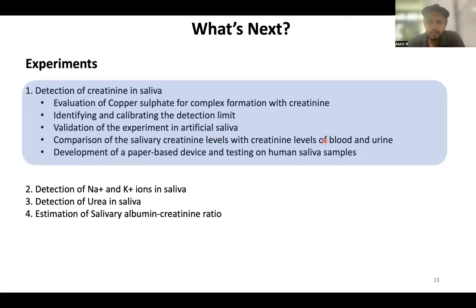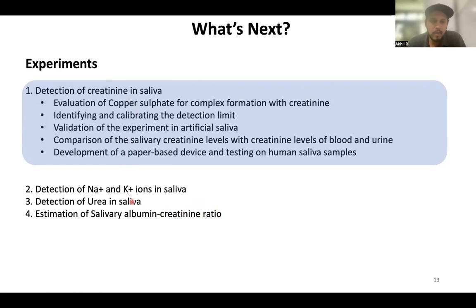After the comparison, we are planning to develop this paper-based device and test it on human saliva samples. So we will start working on creatinine initially, and then we will take it forward to the detection of sodium and potassium, that is the electrolyte ions in saliva, and also detection of urea in saliva, and then testing for the albumin creatinine ratio.